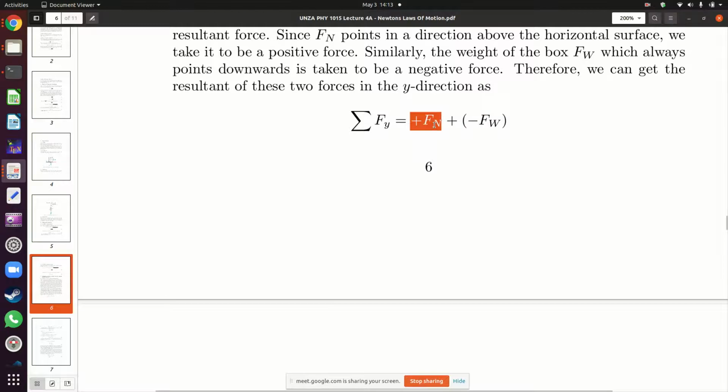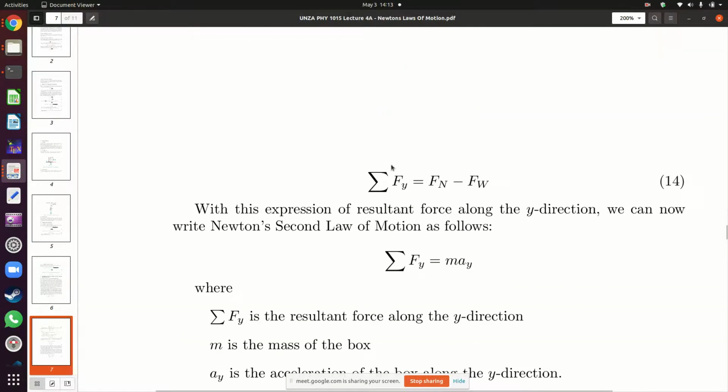The reason why it's like this is because we chose that any force pointing in the positive y direction will be positive, any force pointing in the negative y direction is going to be negative. So in our diagram there, our normal force is pointing in the positive y direction, so that's a positive force. Our weight is pointing downwards below the incline, so that's a negative force. So our resultant force along the y direction, which is the sum of the forces along the y direction, is going to be equal to Fn minus Fw.